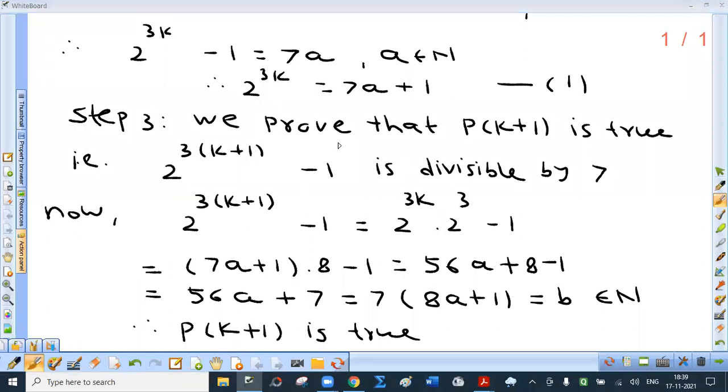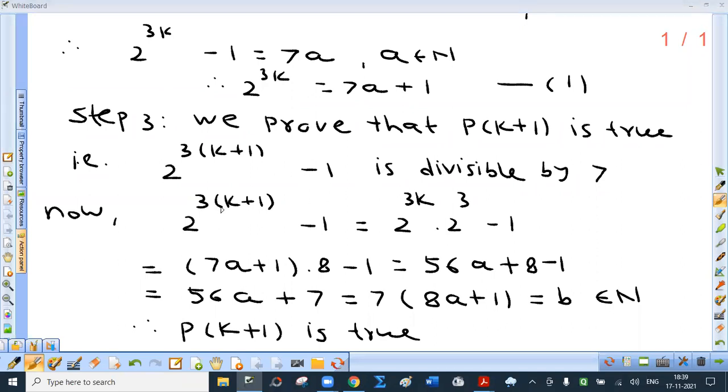Now step 3, we have to prove that P of k plus 1 is true. That is to prove 2 raised to 3 into (k plus 1) in bracket. You have to use bracket. Otherwise, if you say 2 raised to 3k plus 1, that is wrong. Previously, it was 2 raised to 3k. Now it is 2 raised to 3 into (k plus 1) minus 1 as it is. Note that this is not in the index. So we have to prove that this is divisible by 7.